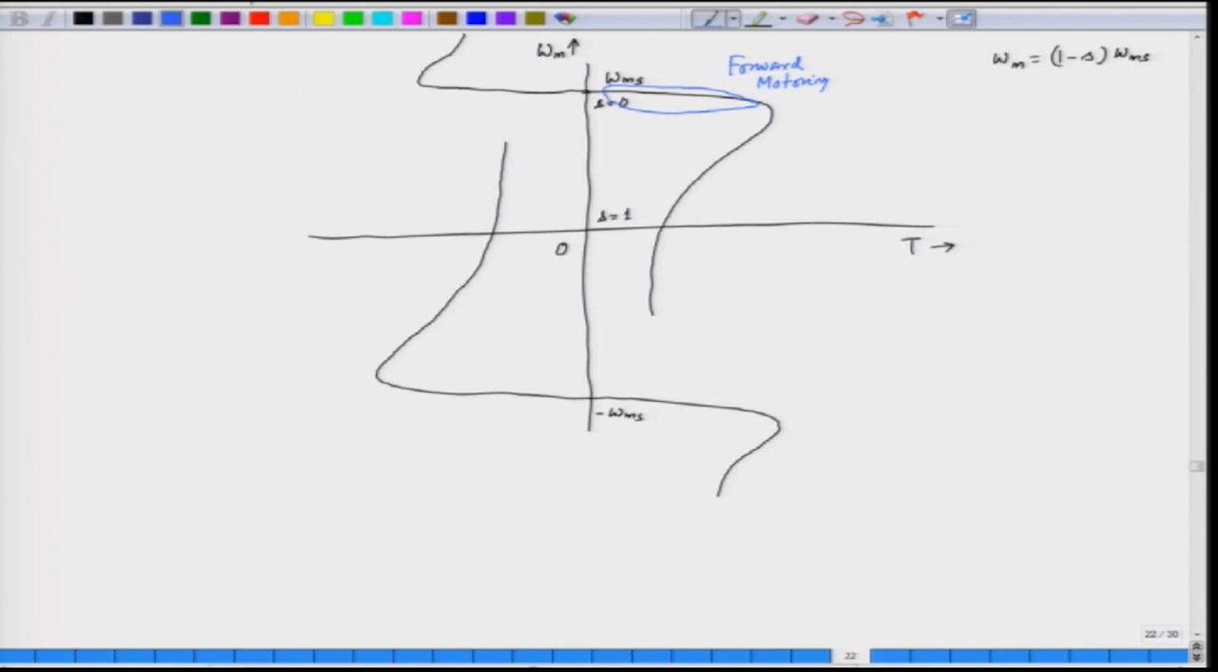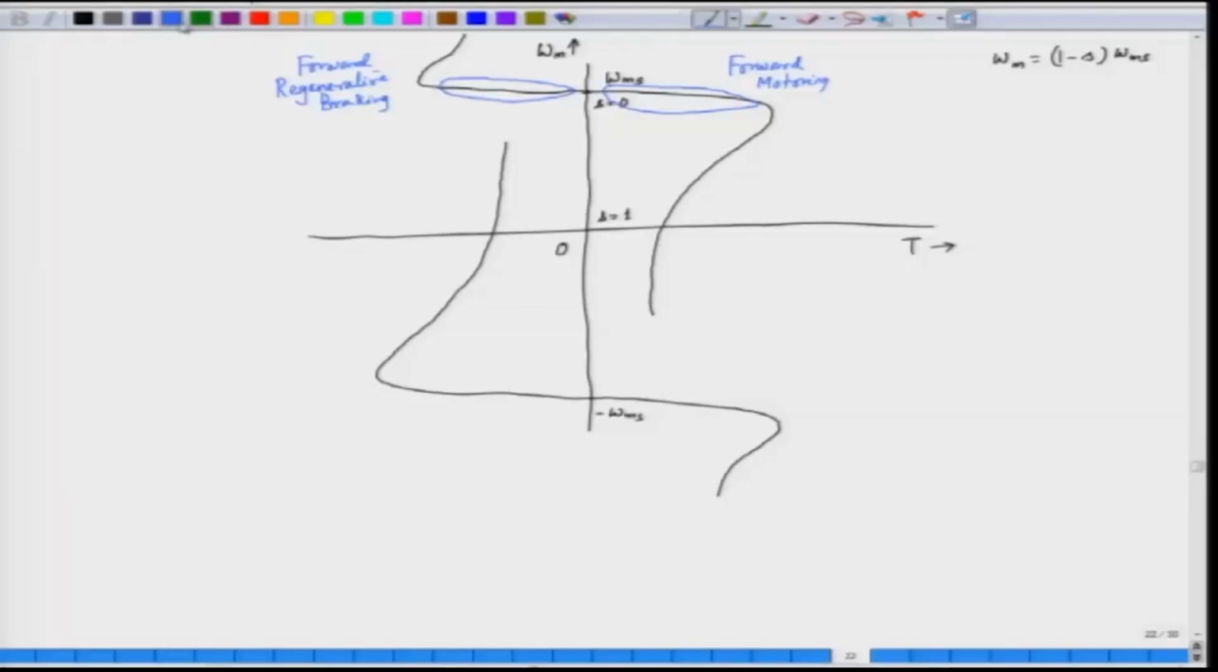So, if we increase the speed of the motor beyond the synchronous speed, we go for generating operation. This is called forward regenerative braking. So, this part is for negative slip, which is for regenerative braking. If we use the motor in that region, the motor will be operating as a generator. The energy will be fed to the AC supply.